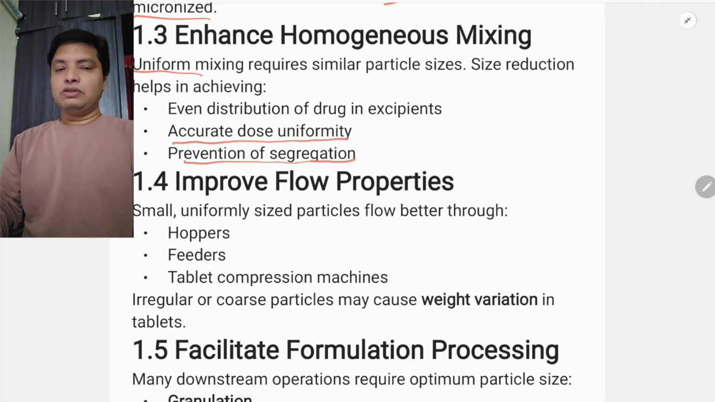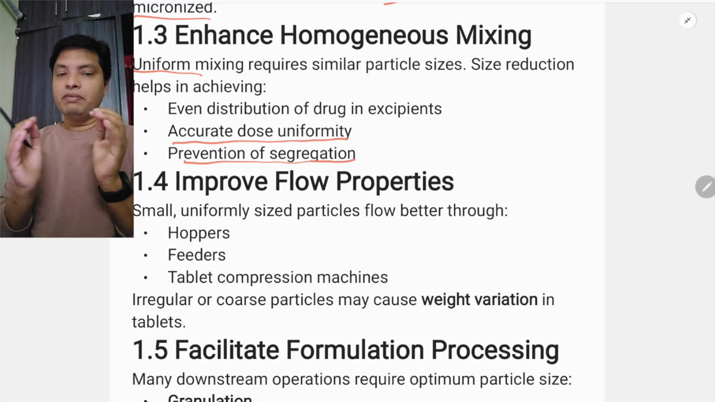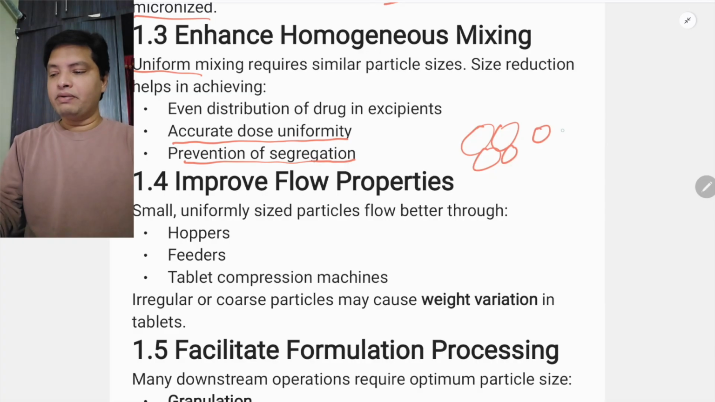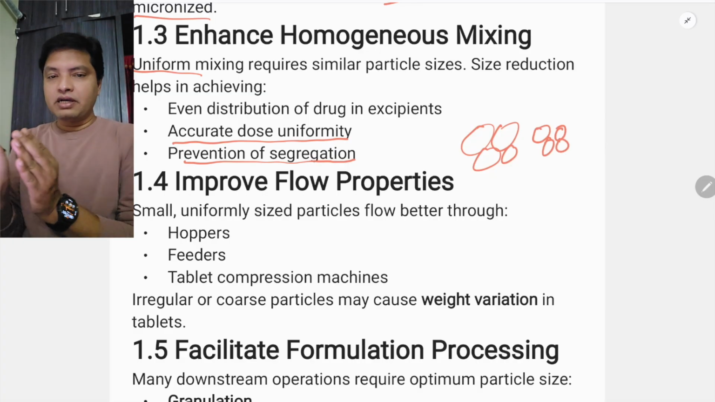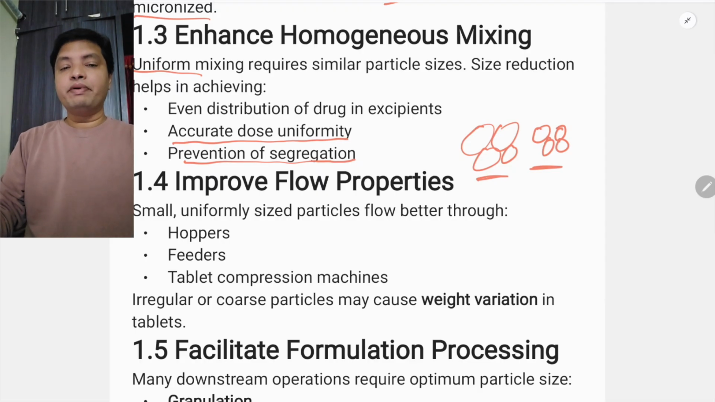To prevent segregation, we need to have uniform size particles. If the particle sizes are not uniform, they will try to segregate. Larger particles try to segregate from the tablet, and smaller particles also try to segregate. If the particle size is uniform, you can prevent the segregation.